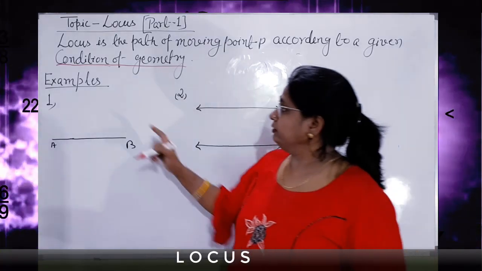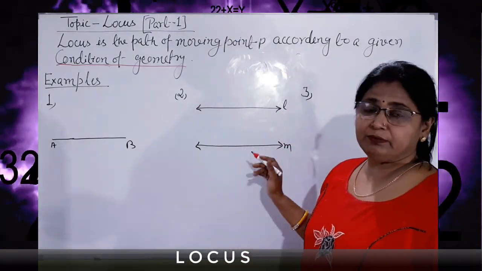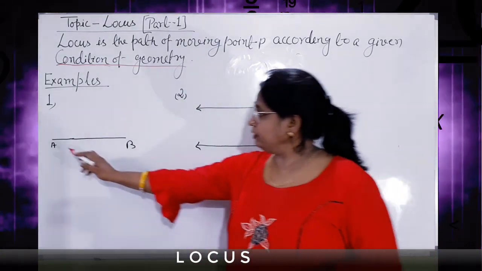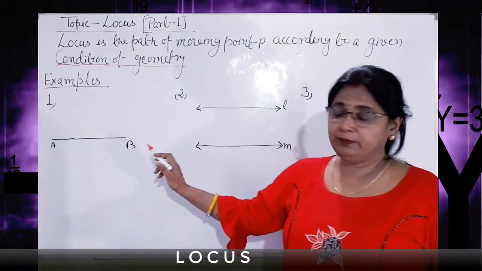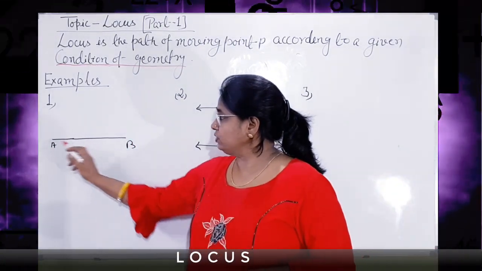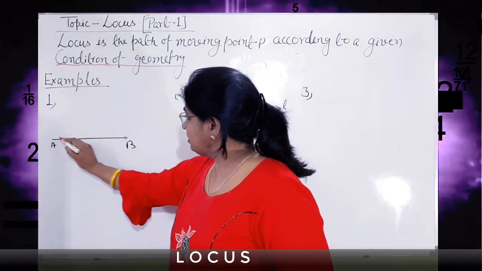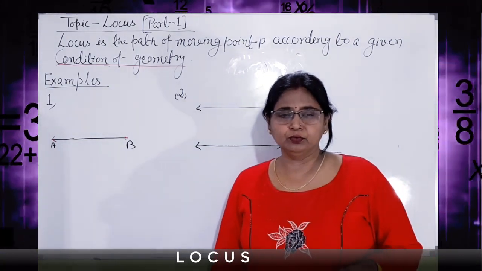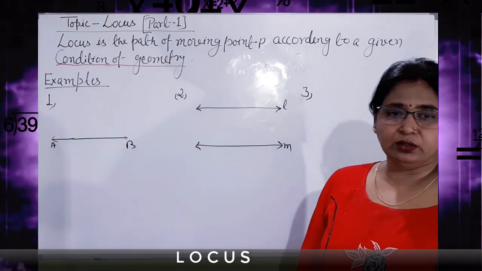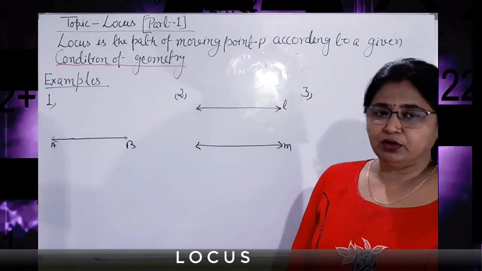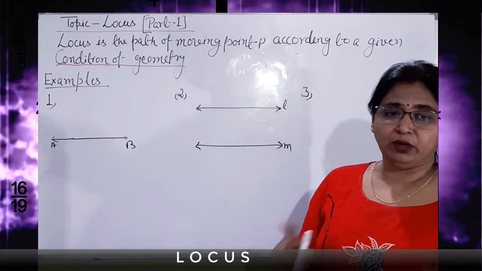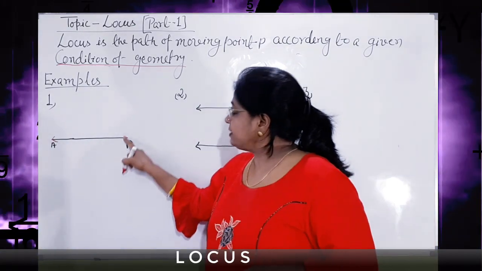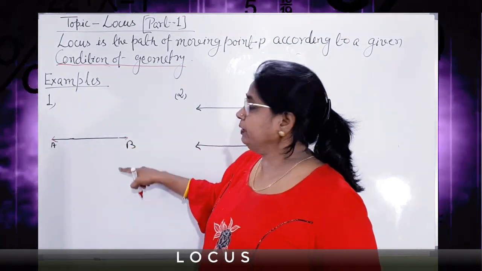I have explained some examples. Through these examples it will be more clear. The first example: let AB be a fixed line, with A and B two points joined. Then the locus of a moving point P at a constant distance D from the fixed line AB is a pair of parallel lines on both sides, above the line and below the line.